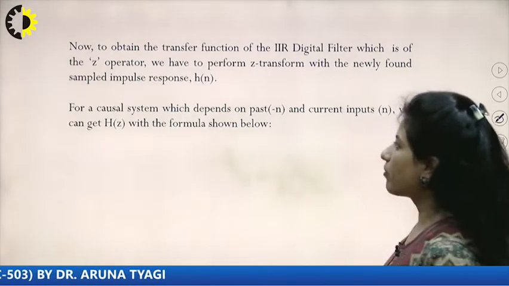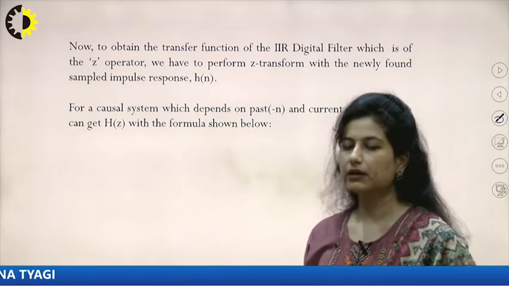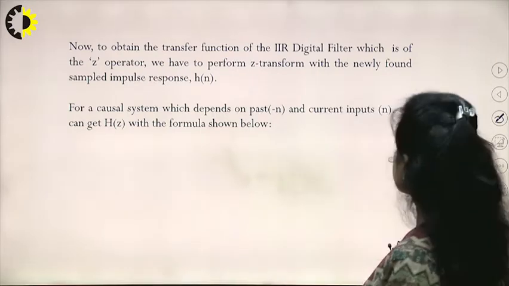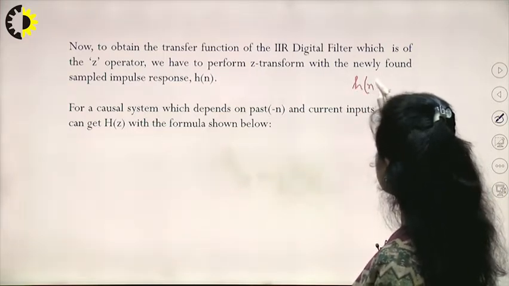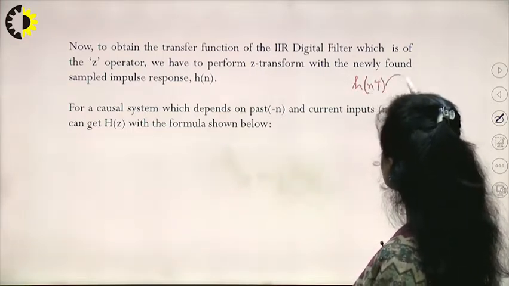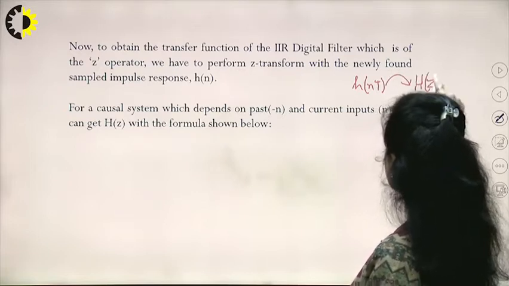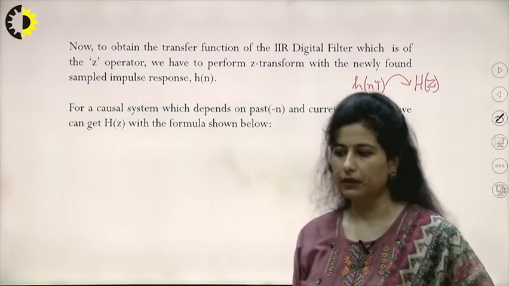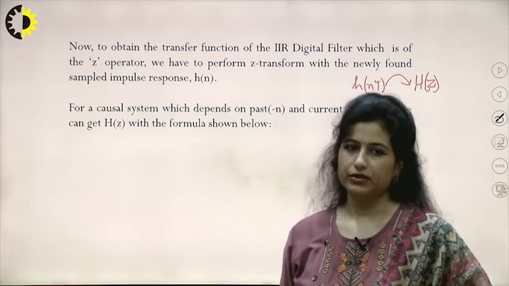Next, I want to obtain a transfer function which is digital in nature, so that I can create a digital IIR filter. So to move from the sampled response which I have just created in the previous slide, h(nT), I have to move it into a response represented by H(z). Moving from a sampled variable to the z variable, the simple transform that I would require is the Z transform.